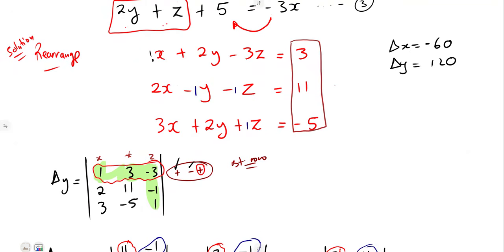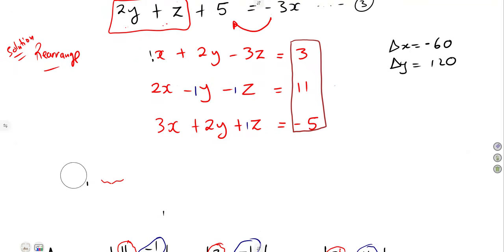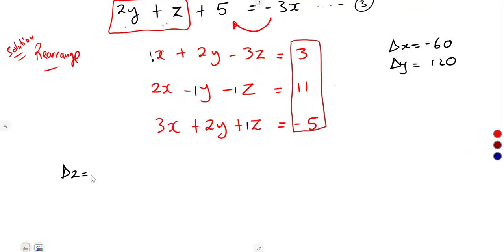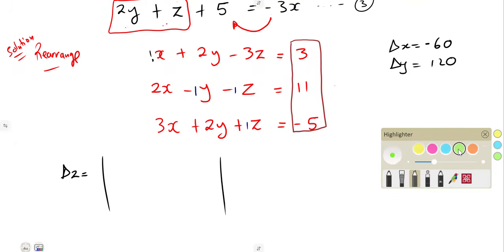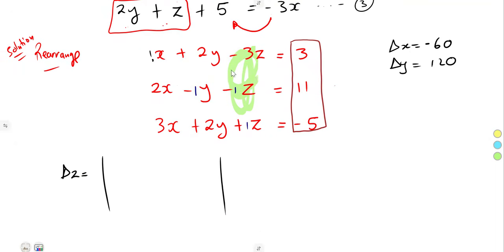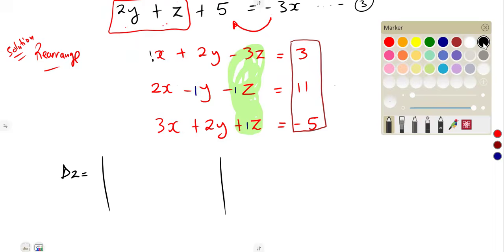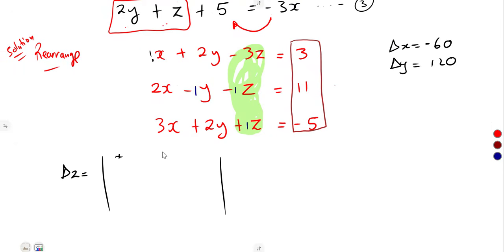Let us move on to z, and we have the coefficients. So delta z, this time it is z which is affected. So we are going to close it and replace it with constants. Meaning to say, x and y, they are not affected.